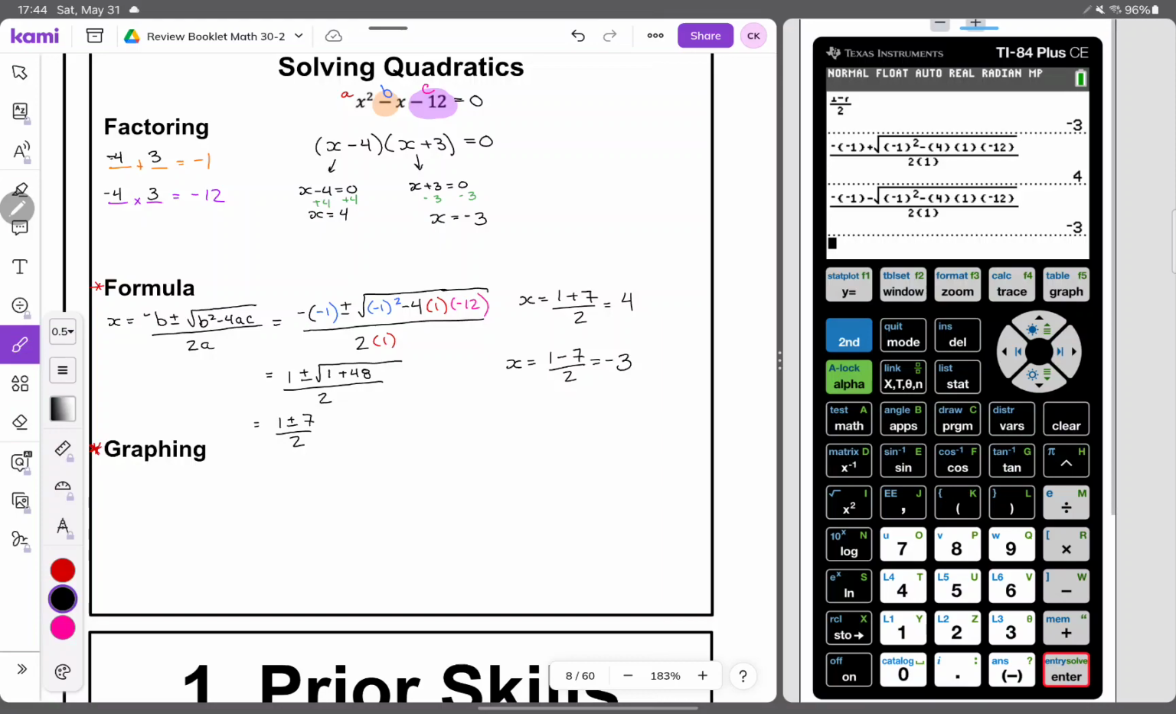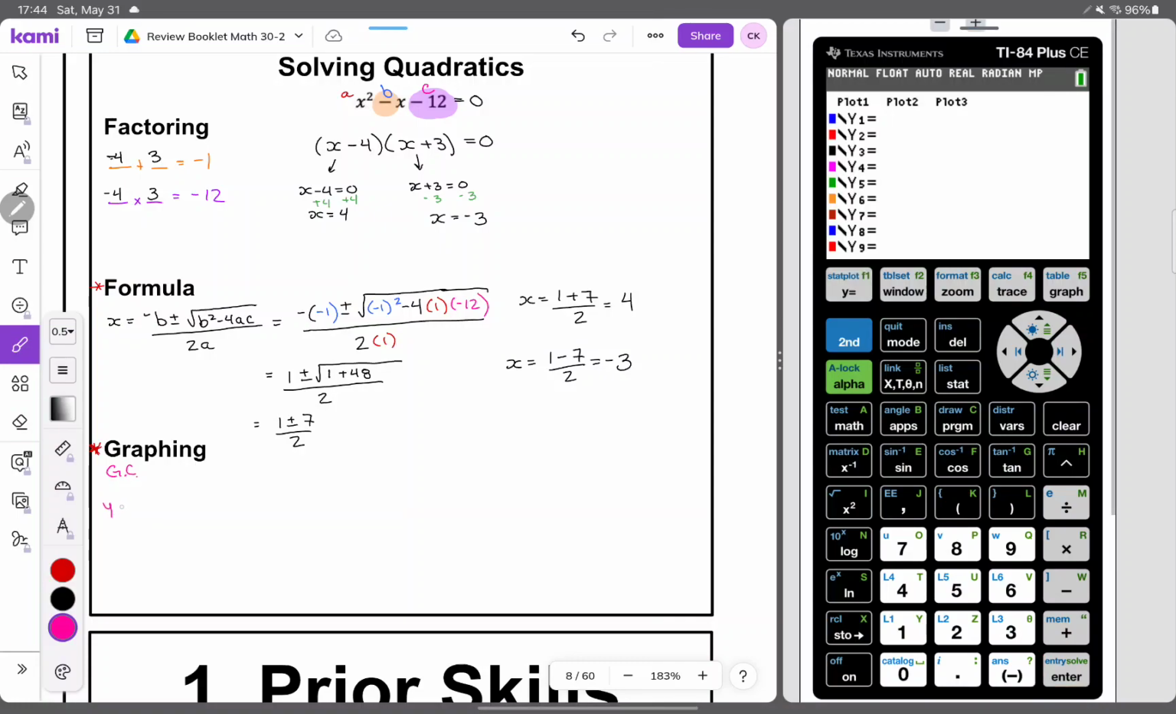The third and final way of doing this is by graphing and using our calculator. So this is specifically with the graphing calculator. So we're going to go into y equals, and in y1 equals, we're going to put in x squared minus x minus 12. And we are going to graph that. So now we need to be able to see our x-intercepts because that is what we're looking for. We're looking for when y is 0, so that's our x-intercepts.